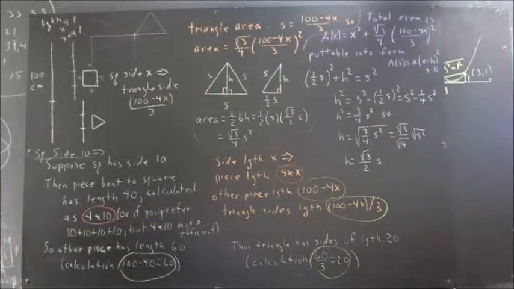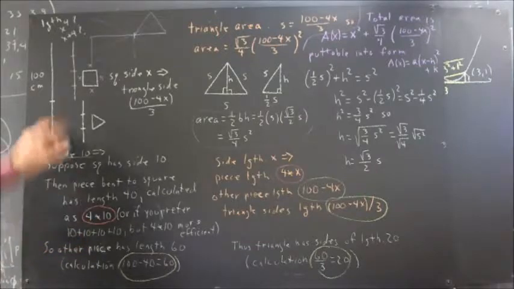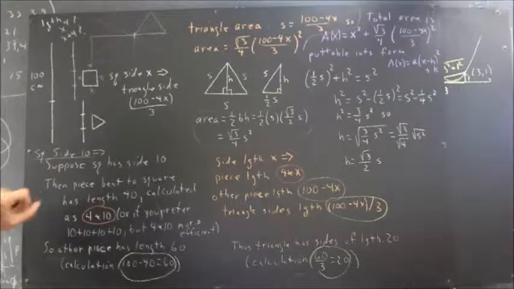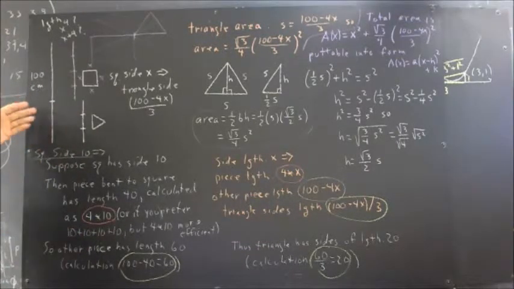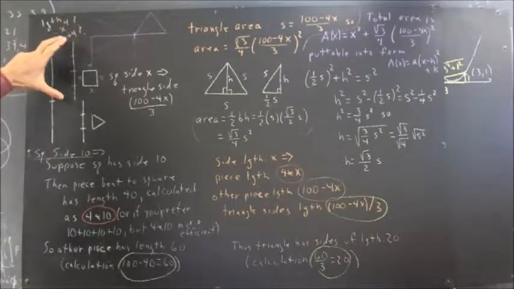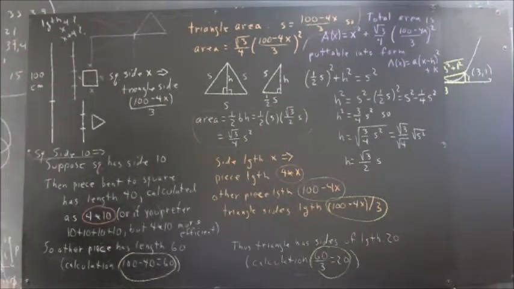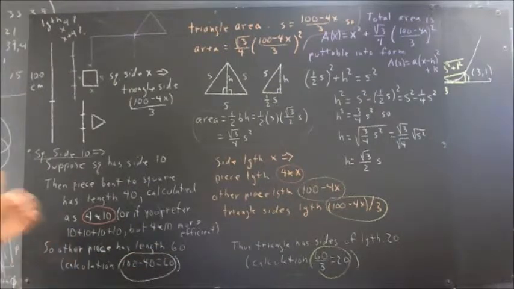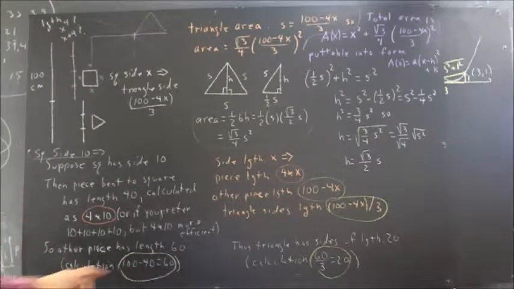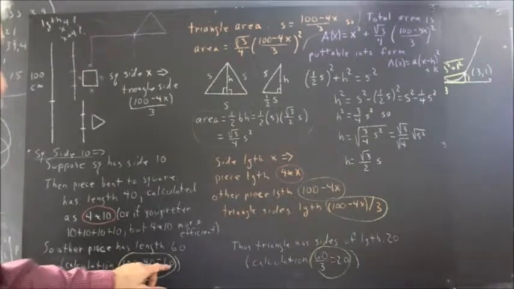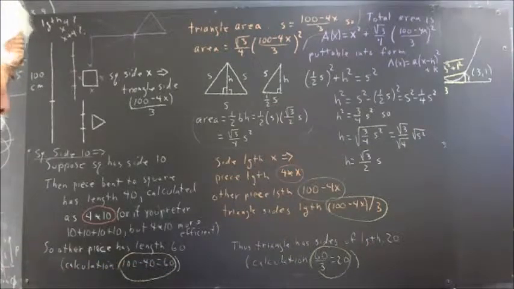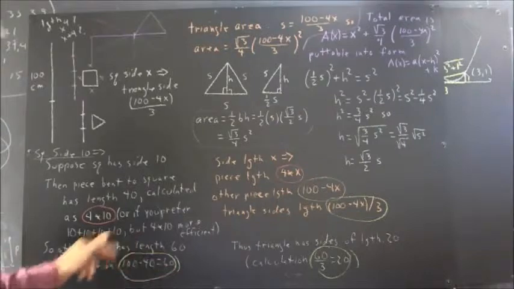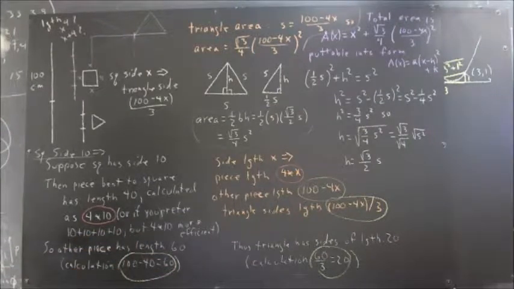Okay? Now, if that's the case, then what's the length of the other piece? Well, the pieces have to add up to 100 centimeters. So if this one has a length of 40 centimeters, this one's going to have a length of 60 centimeters. And people saw that right away. Well, what's the calculation we use? Well, it's going to be 100 minus 40 equals 60. And I circle that calculation because that's how we calculate it.